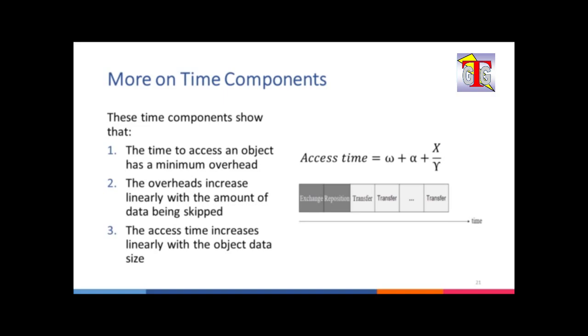Second, the overheads increase linearly with the amount of data being skipped in the reposition step. When some other object needs to be skipped, the skipping time increases linearly with the size of the skipped data. It is more efficient to place the object near the unloading position on the tape. Thus, an efficient data placement method can avoid the overhead from escalating. Third, the access time increases linearly with the object data size. Thus, it takes longer time to access large objects.